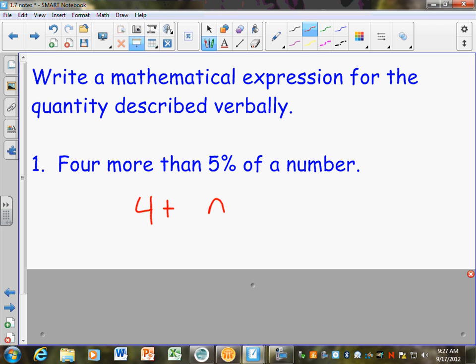What about the 5%? How would I write 5% of a number? Can I just write 5% in here? I think you should write it as a decimal or a fraction. Percent is out of 100, so normally we think of that as a decimal, so we write 0.05 in, or 5 over 100 if you prefer, and simplify that. 4 more than 5% of a number. Right? That's it. That's not so bad.